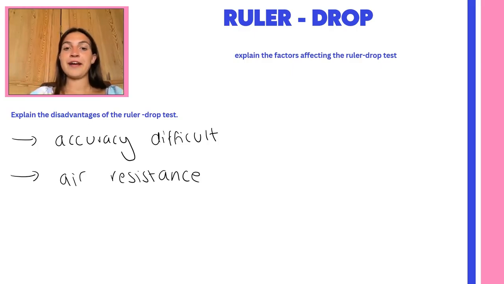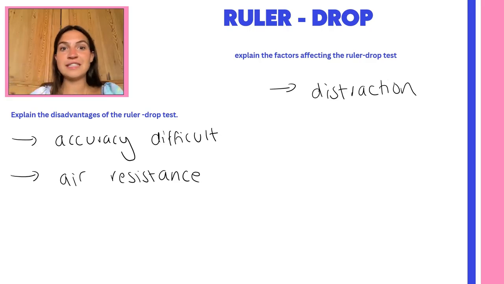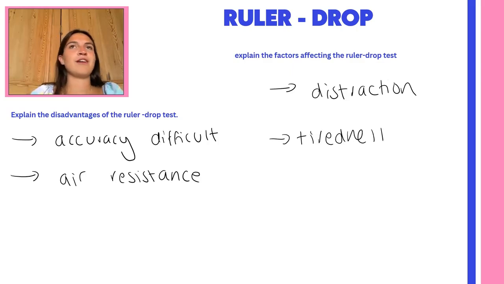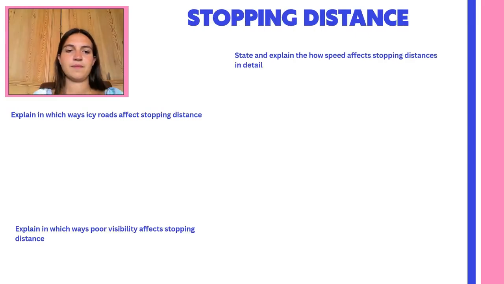Explain factors affecting the ruler drop test. Well, you would find if you were to do it in a noisy classroom, there'd be a lot of distractions. You'd probably get longer distances because you'd have a longer reaction time. Or let's say you were tired and your reaction time was longer as well, that could affect your results.